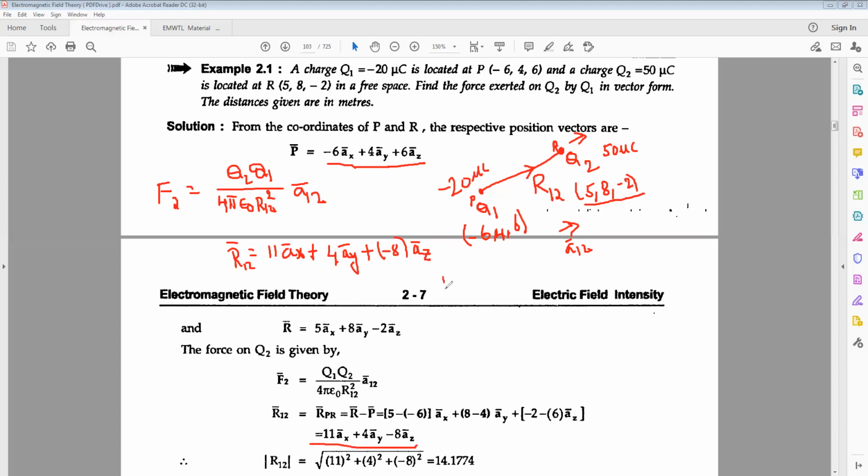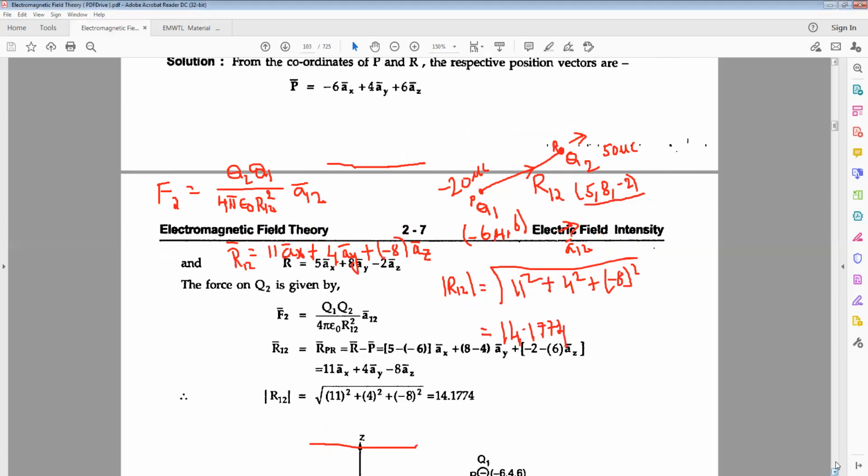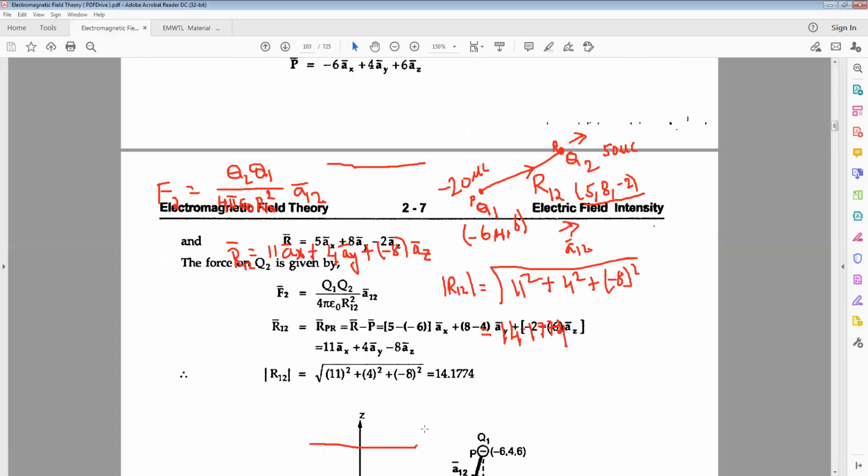And it is the distance squared. The magnitude: R12 bar is equal to the square root of 11 square, 121, plus 4 square, 16, plus minus 8 whole square, 64. So totally you can find here 14.1774. Okay, my dear students, so the magnitude you got.